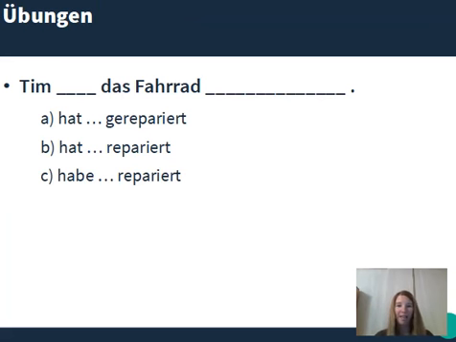Tim A. hat das Fahrrad gerepariert. B. hat das Fahrrad repariert. Oder C. habe das Fahrrad repariert. Und die Antwort ist B. Tim hat das Fahrrad repariert. I just explained to you, no ge in reparieren. Okay, so it's B, hat repariert, because Tim is he, third person.